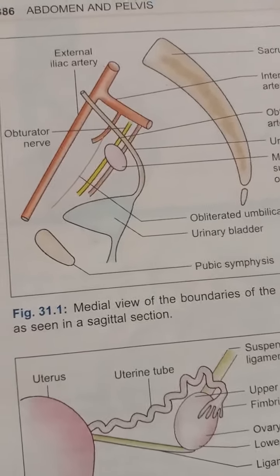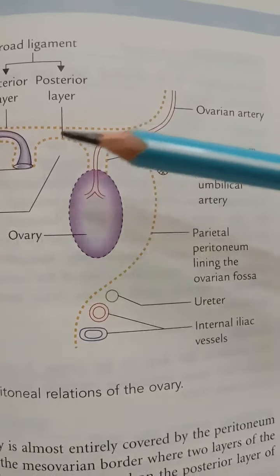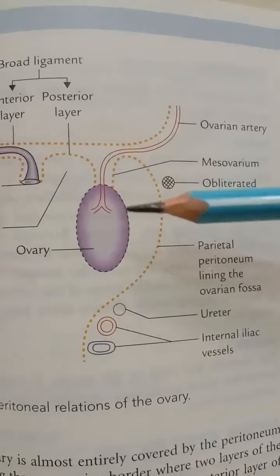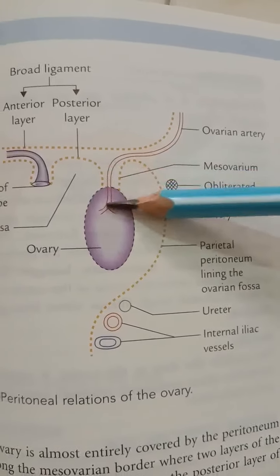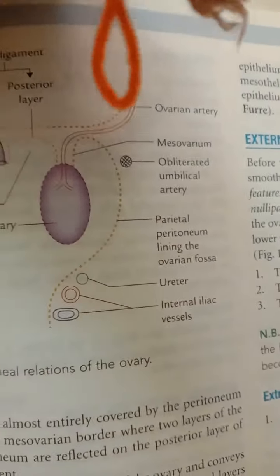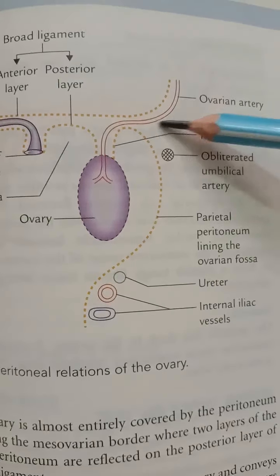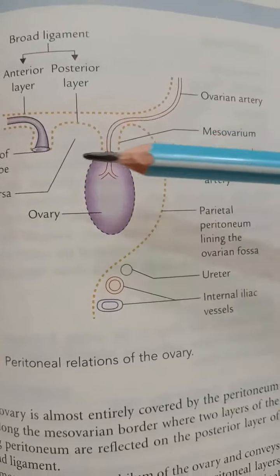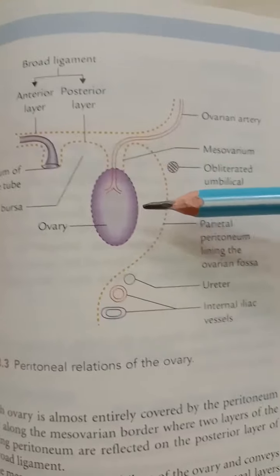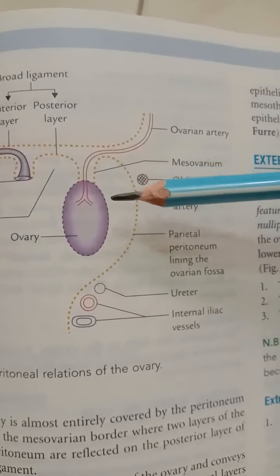Then the peritoneal relations. Each ovary is attached to the posterior surface of the broad ligament by a short peritoneal fold called the mesovarium. Here you can see the fold, this is called the mesovarium. Through the mesovarium, the ovarian vessels, here you can see the ovarian artery, enter into the hilum of the ovary. Each ovary is almost entirely covered by the peritoneum except along the mesovarian border.